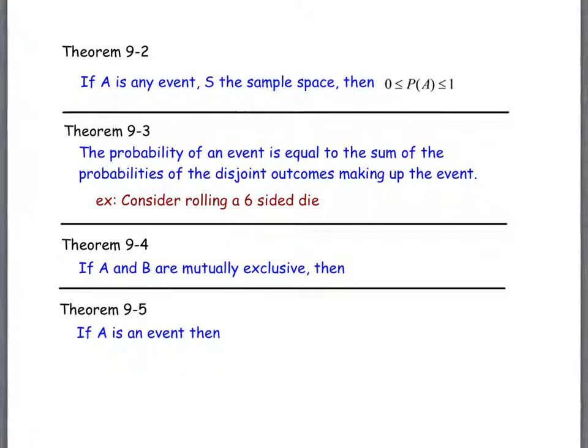Theorem 9.3 says that the probability of an event is equal to the sum of the probabilities of disjoint outcomes making up the event. So we're going to consider rolling a 6-sided die, and let me give you some events. Let's say that the event A is that you roll an even number. And event B is that you roll, let's do a 3. Okay, there are 2 different events. They are disjoint, right? They can't happen at the same time. We could also say they're mutually exclusive. You can't roll an even and roll a 3 at the same time.